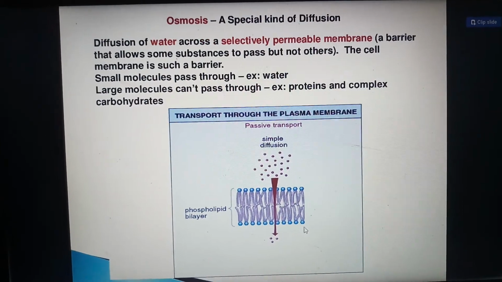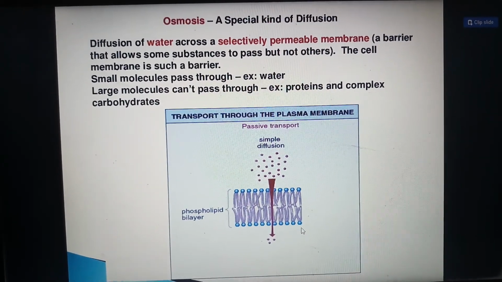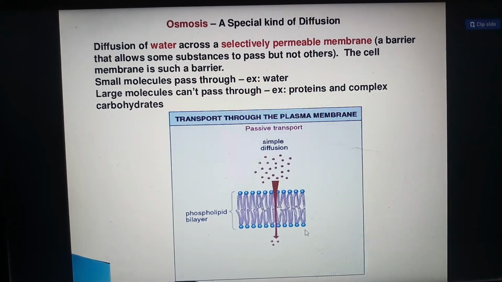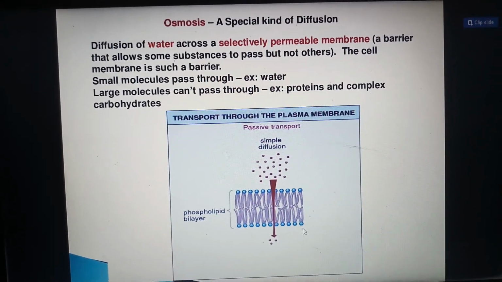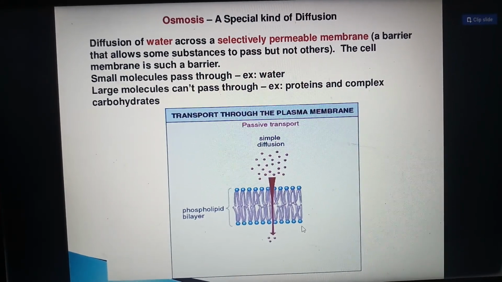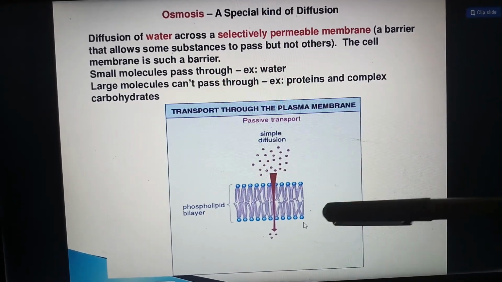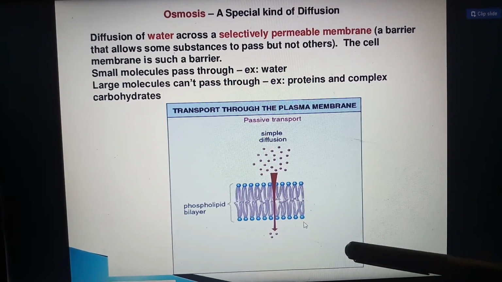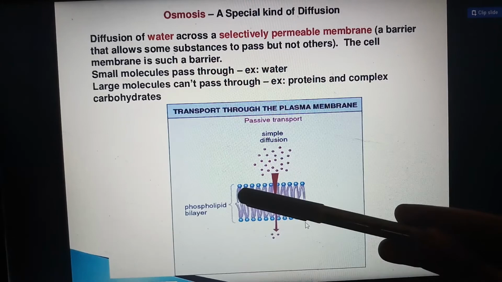The cell membrane is such a barrier. Small molecules, for example water, will pass through. If water is passing, then only we call it osmosis; otherwise we call it diffusion. The larger molecules can't pass through, for example proteins and complex carbohydrates. This is the semi-permeable membrane. All biological membranes are semi-permeable membranes made up of phospholipid bilayers.